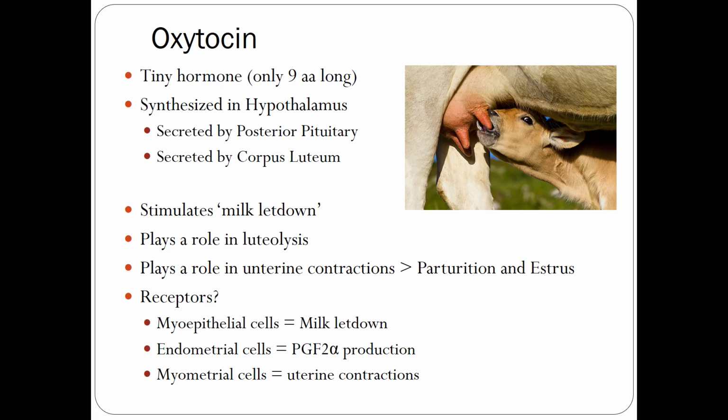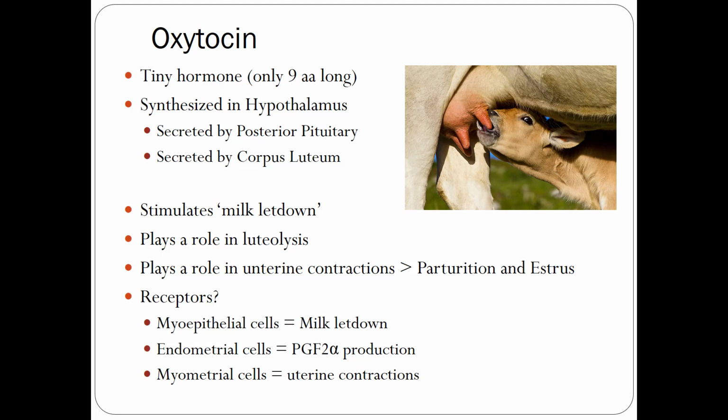And this is really a key thing for producers. If we have a female whose water is broken, but she's not really going through contractions, and we need to help push labor along a little bit, we can give an injection of oxytocin to help kickstart that process.